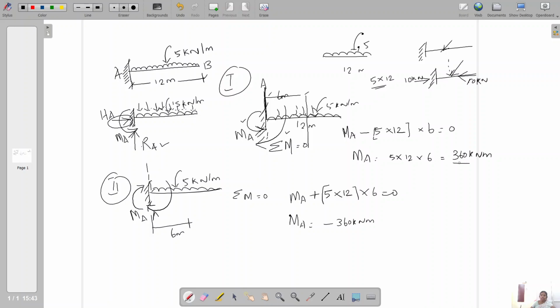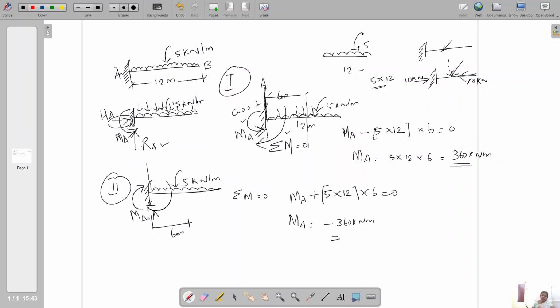What is the difference between this value and this value? The sign changes. Why does it change? First I am assuming it is anti-clockwise, then the result is positive. In the second case I am assuming it is clockwise, then the result is negative. What does it mean? If you get a positive value, your assumed direction is correct. If you get a negative value, your assumed direction is wrong.